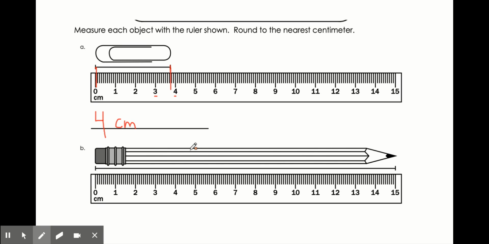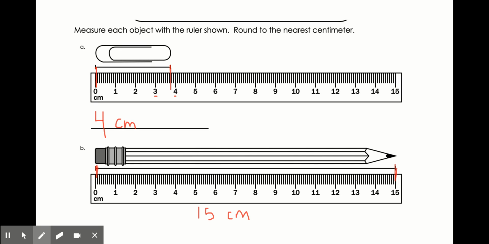Let's take a look at the pencil. My start point is at the 0, always important. My end point is all the way over here at 15. So how long is the pencil? The pencil is 15 centimeters long. Which one is longer? The paper clip or the pencil? The pencil is obviously longer.